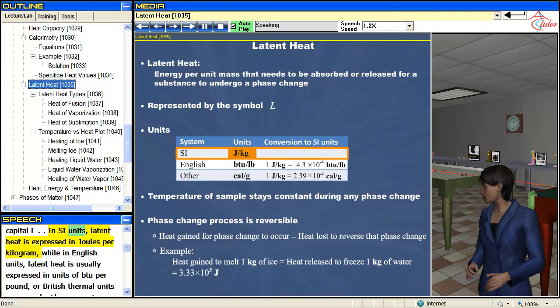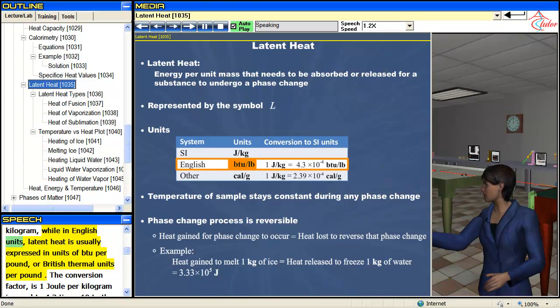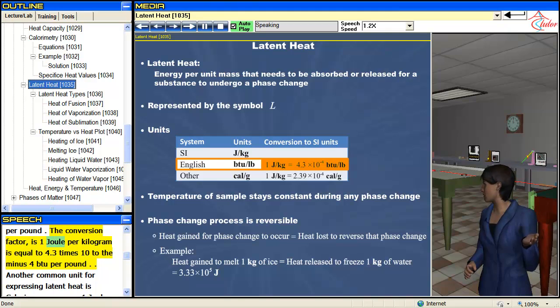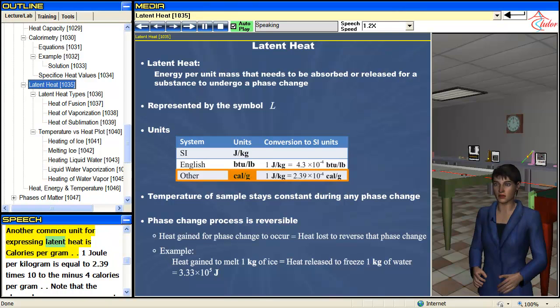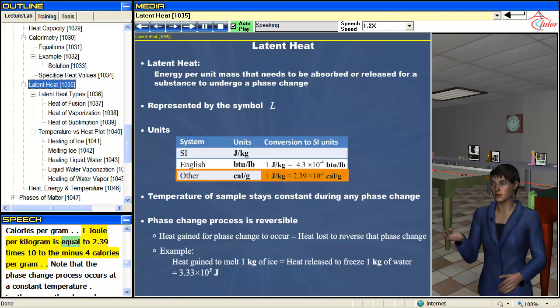In SI units, latent heat is expressed in joules per kilogram, while in English units, latent heat is usually expressed in units of BTU per pound, or British thermal units per pound. The conversion factor is 1 joule per kilogram is equal to 4.3 times 10 to the minus 4 BTU per pound. Another common unit for expressing latent heat is calories per gram. 1 joule per kilogram is equal to 2.39 times 10 to the minus 4 calories per gram.